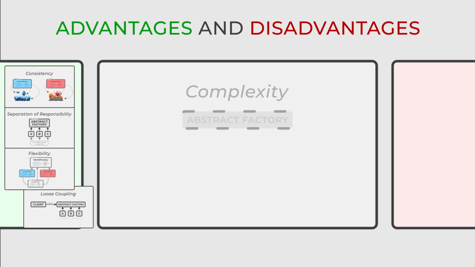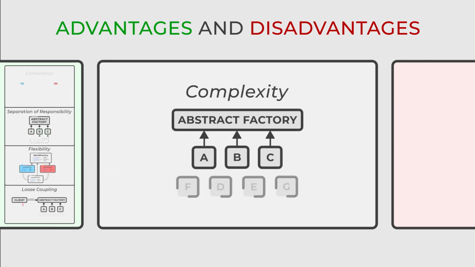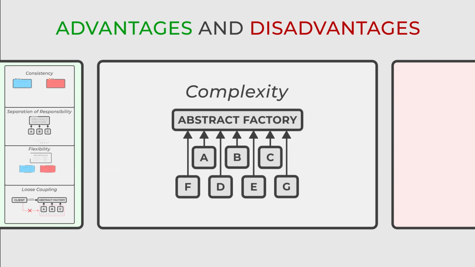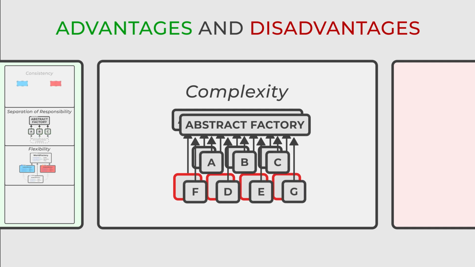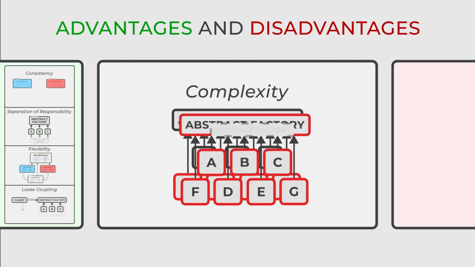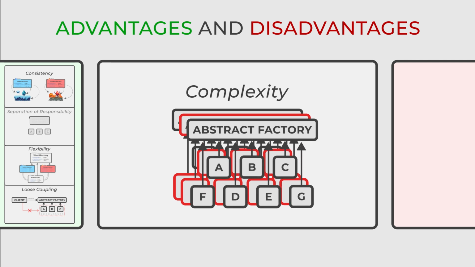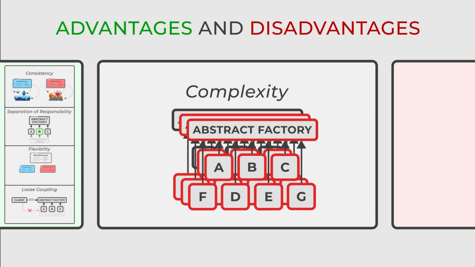Speaking about disadvantages. Firstly, it can introduce increased complexity to the codebase, particularly when managing multiple factories and product families. As more types of product and factories are added, the number of classes and interactions can grow substantially, potentially making the code harder to understand and maintain.